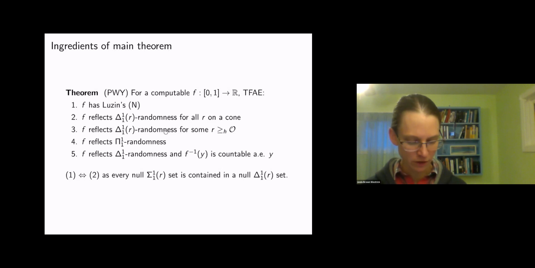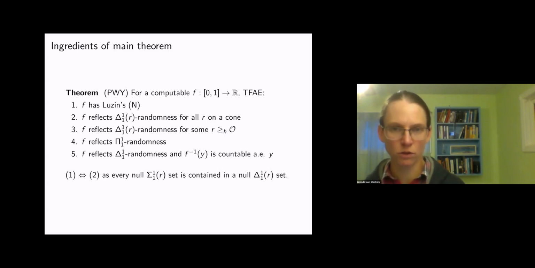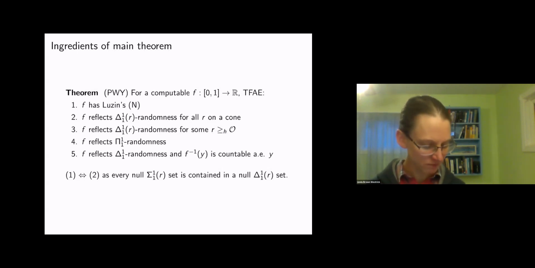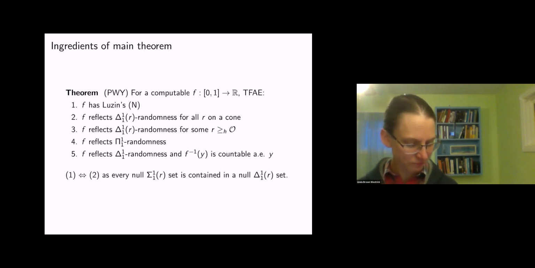It turns out that you don't really need O here. It can just be any R that can hyperarithmetically compute O, so I've just written it in the more general case for this slide. And then there's a new condition, which is that f reflects Δ^1_1 R randomness for all R on a cone. This new condition is more of a proposition. It's almost a direct translation back and forth between Luzin's N and this condition 2.